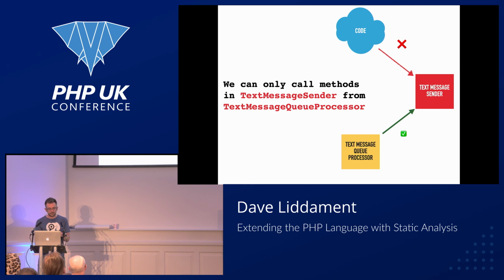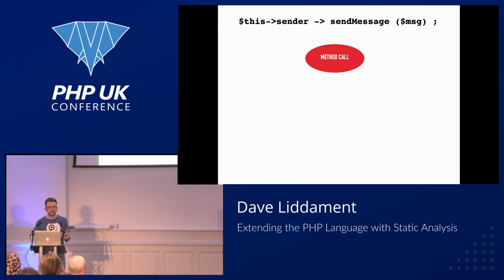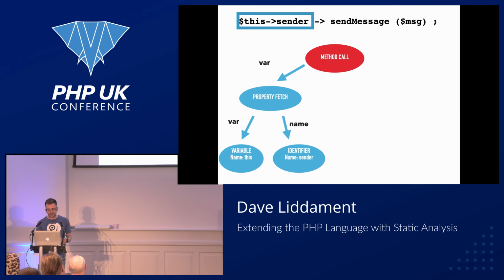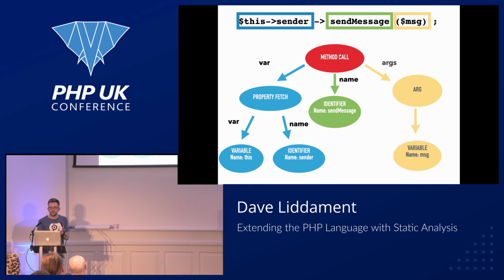So for the node type for our rule, we've got to say what type of node we're interested in. We're interested in code that looks like this. We've got this sender, send message, and that is a method call, okay? So we're interested in method calls, and a method call has kind of three parts to it. It is the variable you're acting on. So in this code, it's this $this sender. Then it's got the name of the method. In this case, it's called sendMessage. And we also have any arguments we're passing to this method call.